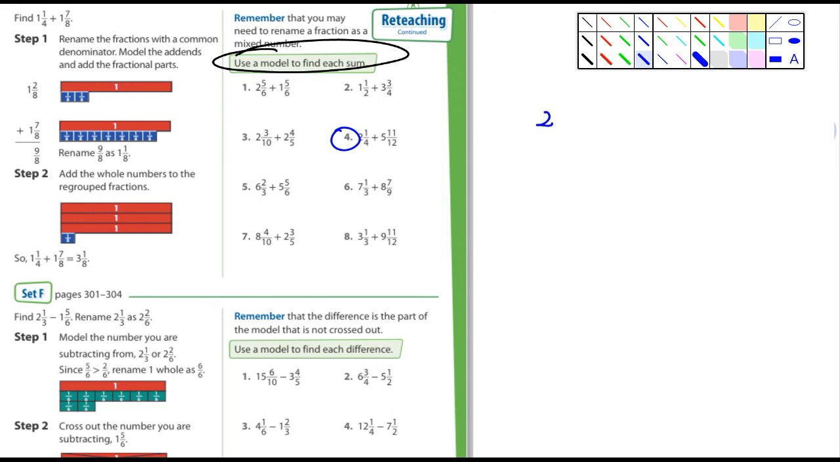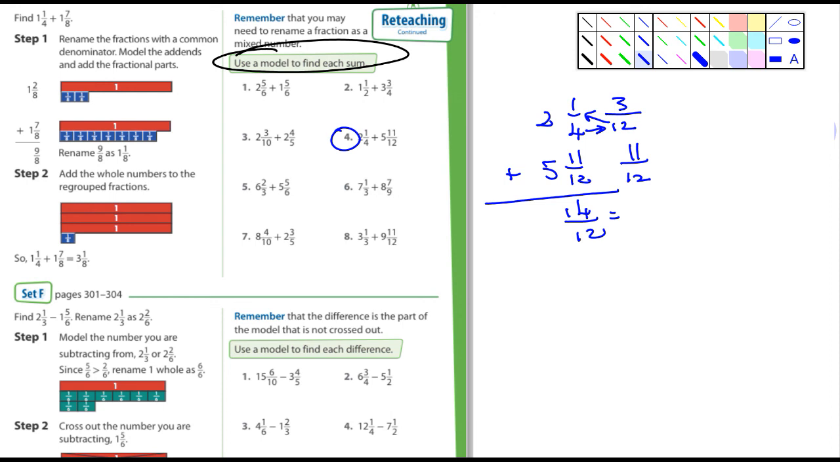So 2 1/4, and we're adding 5 11/12. What's the common denominator? Well, you guys should recognize that's going to be 12. So that's going to stay 11/12. 4 goes into 12 3 times. 3 times 1 is 3. We're adding. What's 3 plus 11? It's going to be 14/12. Are we done? No, because we have an improper fraction.